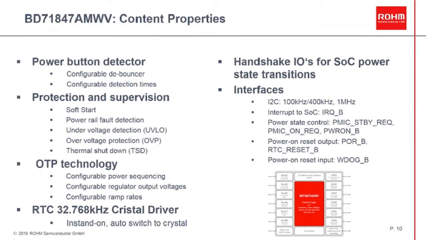BD71847 also offers multiple protection and supervision functions like under-voltage lockout, over-voltage protection, thermal shutdown, power rail fault detection, and soft startup features to reduce the inrush current. All integrated to ensure proper and safe operation.